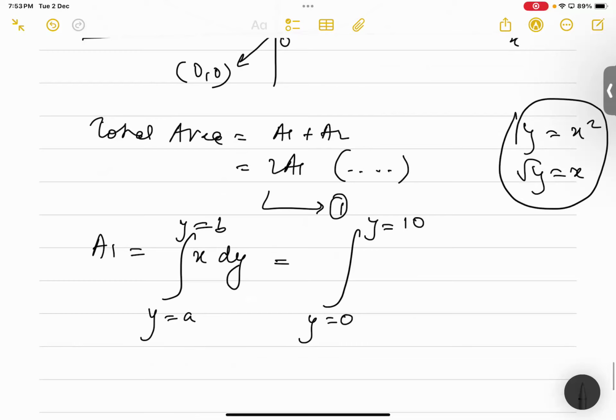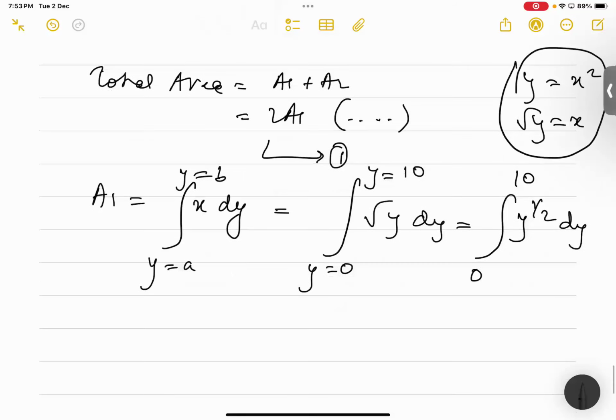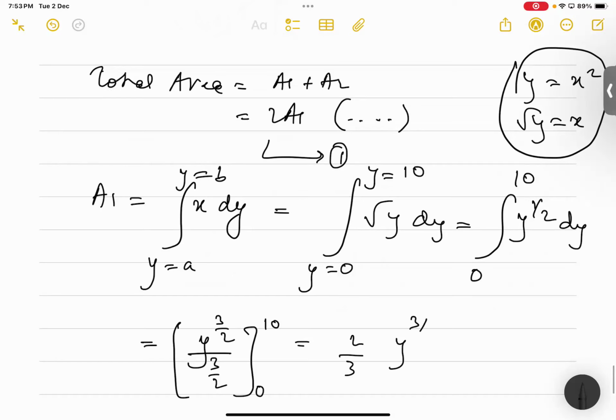x is equal to root y. Show this working also, with a box on the side when you correct the paper. Okay. Integral from 0 to 10 of y raised to half dy. Correct? y raised to 3 by 2 upon 3 by 2, from 0 to 10, with 2 by 3 outside. y raised to 3 by 2.